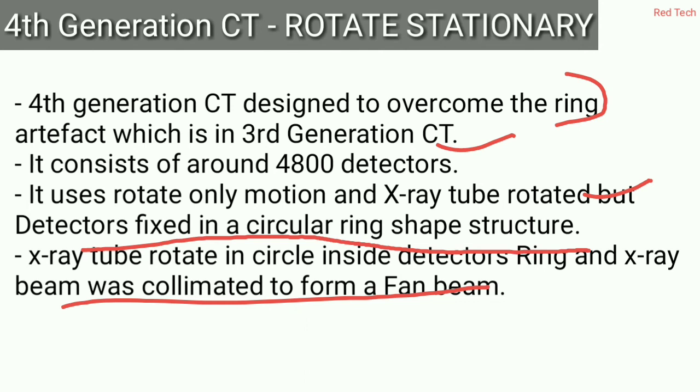The X-ray tube rotates in a circle inside the detector ring, and the X-ray beam is collimated to form a fan beam. All the detectors are fixed in a ring. When the X-ray tube emits X-rays, they penetrate the patient and are absorbed by the detector array, which is fixed in a circular ring.